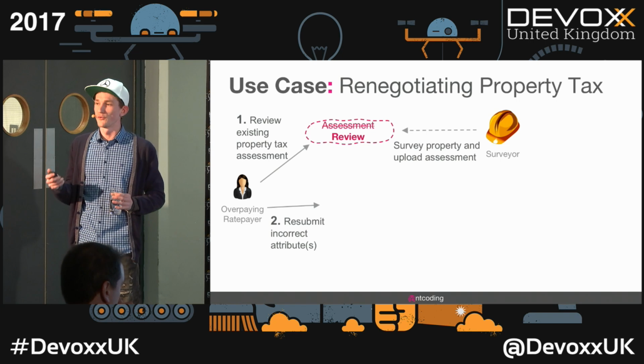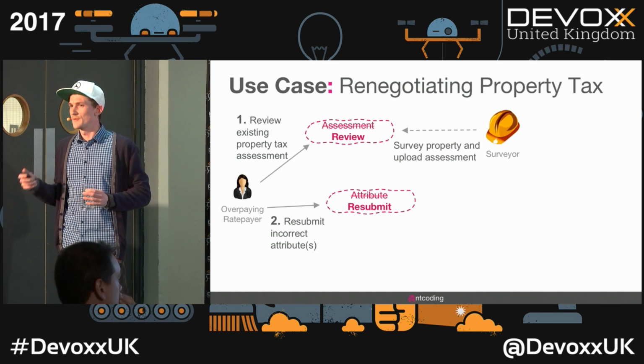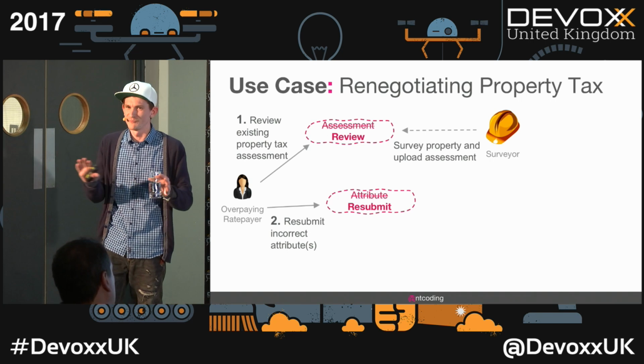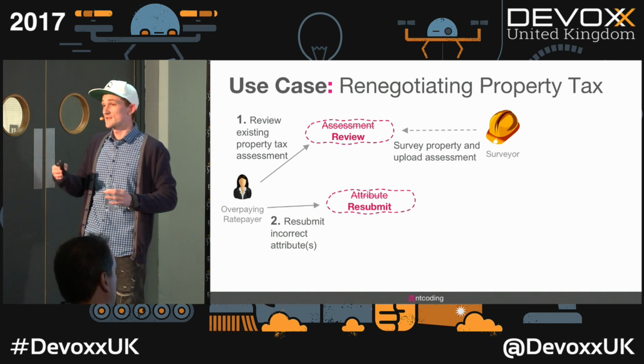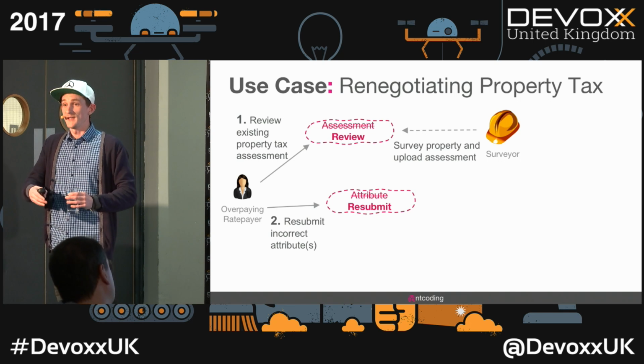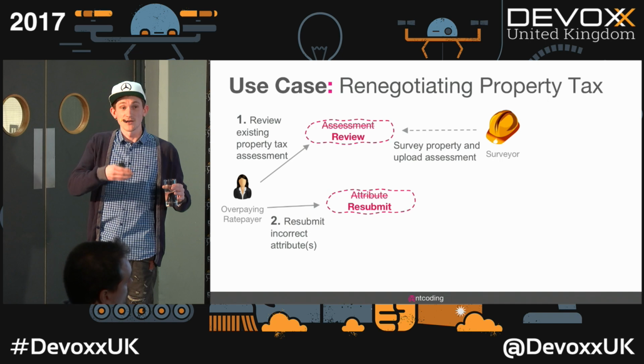So you're like, okay, what shall we call this step? Let's call it the attribute resubmit. And the domain expert's like, no, we don't call it attribute resubmit. That's too many words. We just call it resubmit. So in this domain, the word resubmit means to resubmit some property attributes that you think are incorrect.